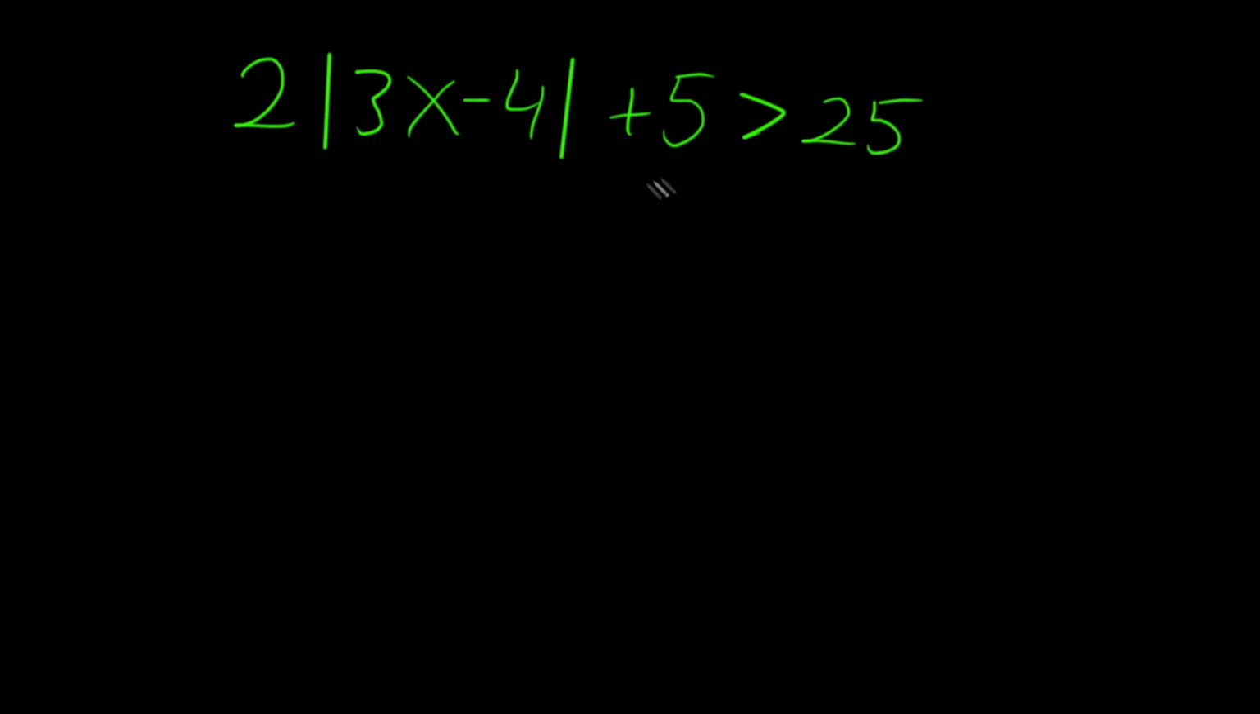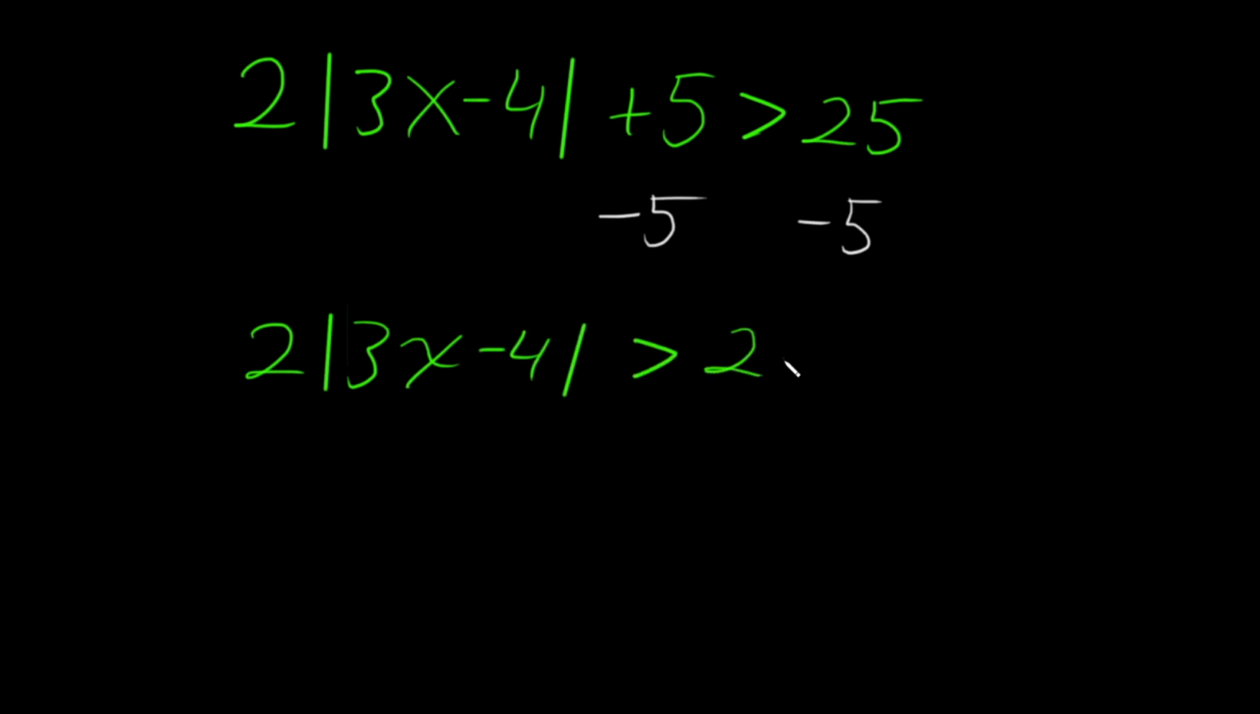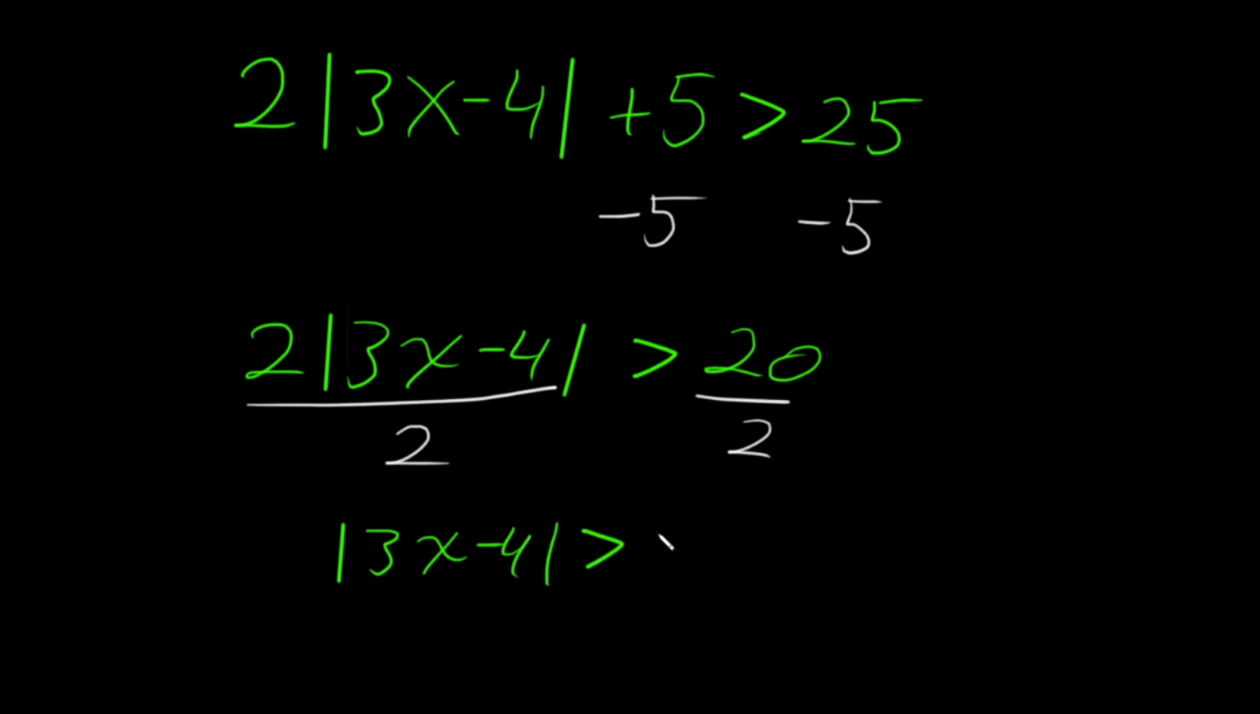We're multiplying by 2 and adding a 5, so we need to move all of that over first. The first step would be to subtract 5 from both sides of the inequality. That leaves us with 2 times the absolute value of 3x minus 4 is now greater than 20. And now we need to divide both sides by 2. And we're left with the absolute value of 3x minus 4 is greater than 10.